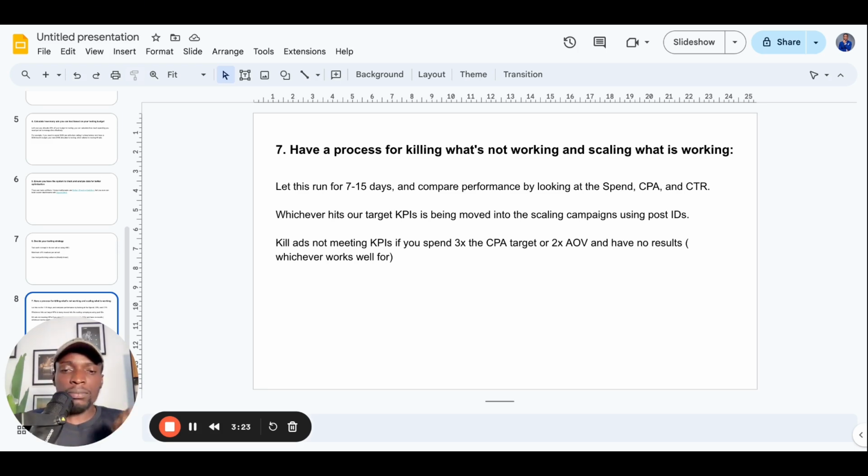So for me, when I launch new tests like this, I let my test run for about 7 days, comparing performance, and then I look at the spend, the CPA, the CTR, whichever of these hit my target KPIs. I move them into a scaling campaign using post IDs. And then I kill all the ads that are not meeting KPIs, if I spend about 3x my CPA or 2x my AOV, whichever works for you actually, because it's going to depend on your budget and of course your product. So these are things to have in mind as you launch a new test.